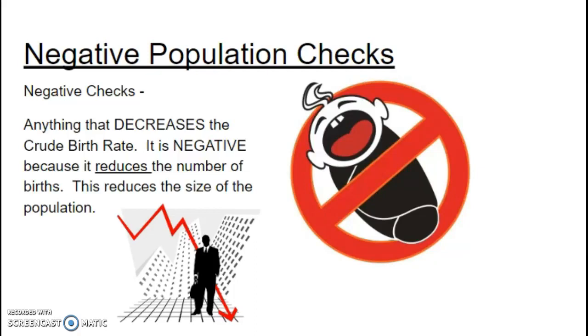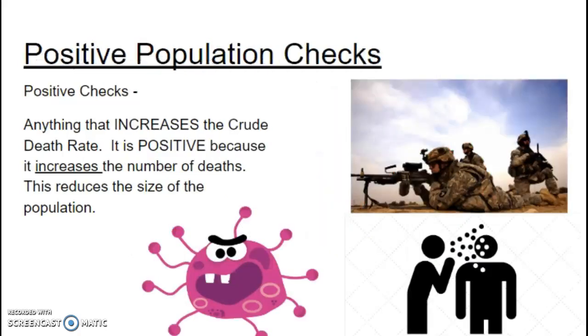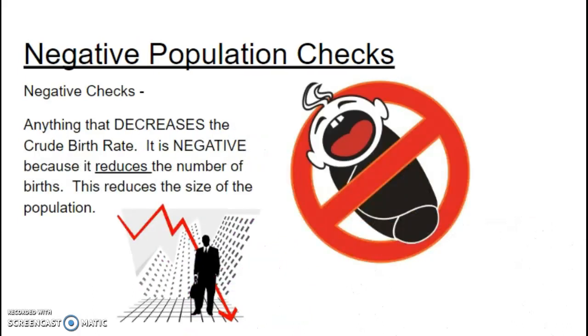Okay? So remember, positive checks are things that increase the death rate. Negative checks are things that decrease the birth rate.